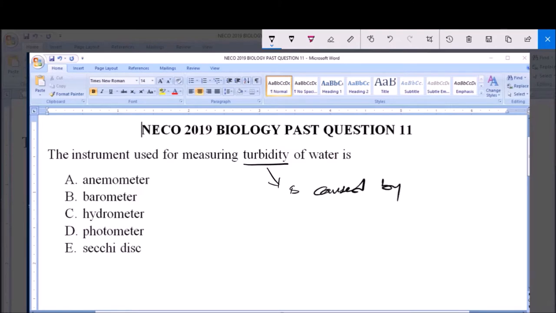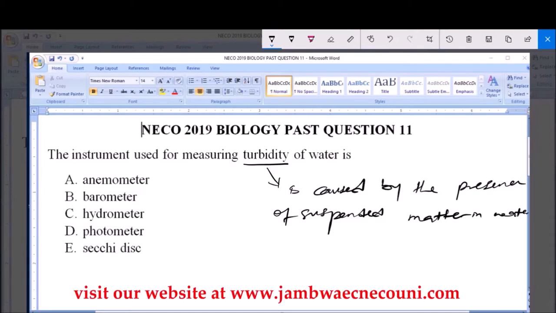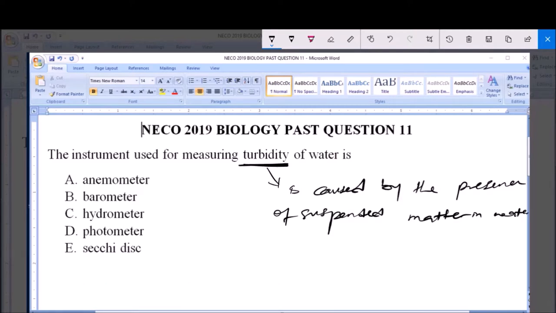Turbidity is caused by the presence of suspended matter in water. Now turbidity prevents the penetration of light into the water, and so it affects the activities of photosynthetic organisms. So we refer to turbidity as part of the ecosystem, because it's an abiotic factor that also affects the biotic components of the ecosystem, because it prevents light from penetrating into the water. Now turbidity is actually measured using the secchi disc.